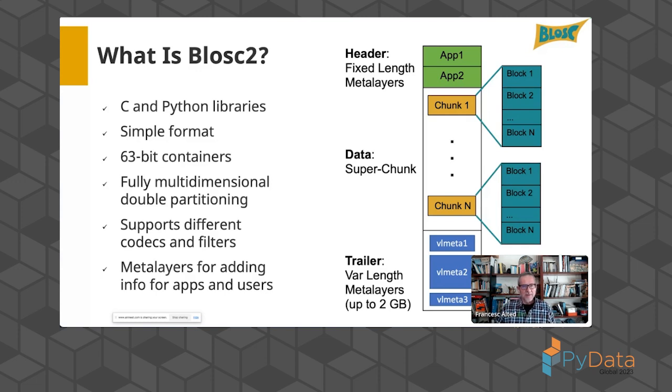So Blosc2 is both a C and Python library. It's also a simple format. The complete specification is less than 300 lines of text, so this is very simple. Also, it supports full 63-bit containers, so that means that you can store essentially any data for any practical capacity.